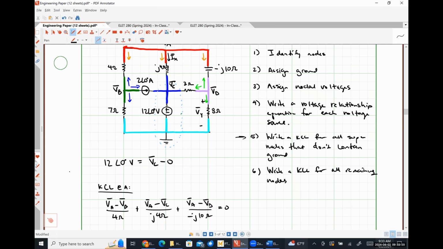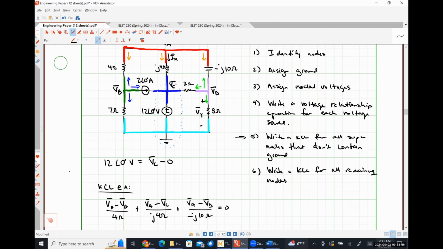Because our supernode contains ground, we don't write a KCL equation. Okay? The reason why we don't write a KCL equation is because there's no way for us to figure out what that current is flowing down through that voltage source in terms of our nodal voltage, right? Whenever we have an impedance, it's easy because it's just the voltage at the node where the current starts minus the voltage at the node where the current ends divided by the impedance.